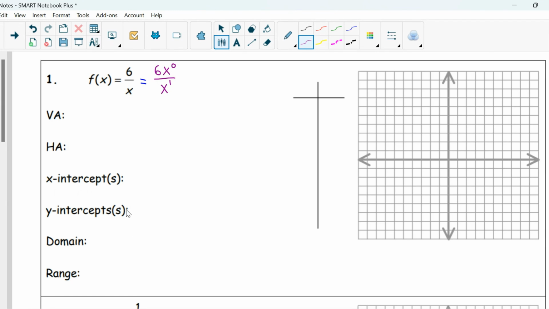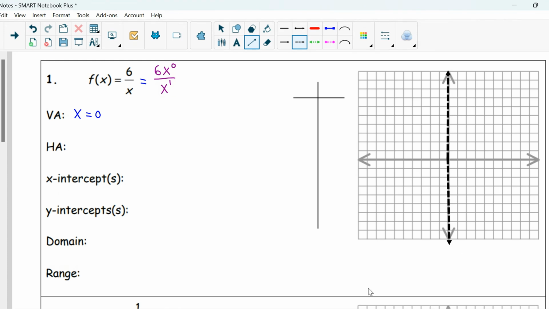So first of all, vertical asymptote, what value of x would make our denominator 0? Well, I only have x in our denominator, so that gives it away. That would give me x equals 0. And what I would want to do is draw this in. X equals 0 is just our y-axis.